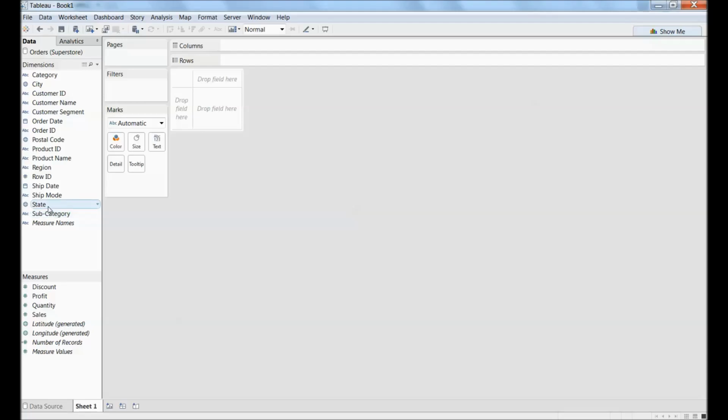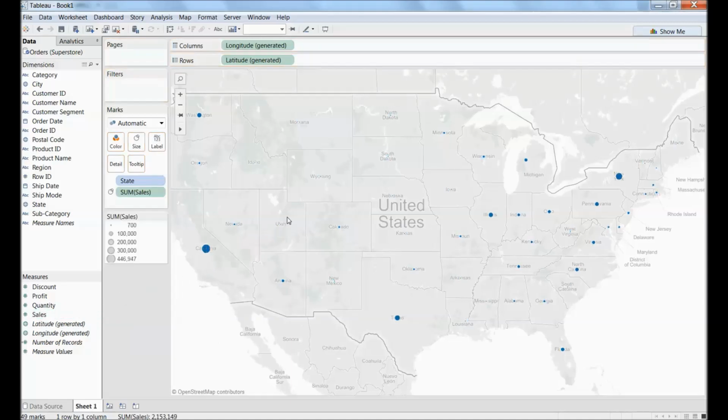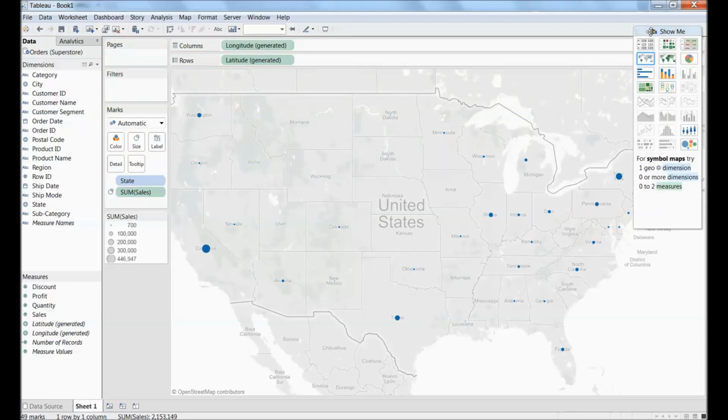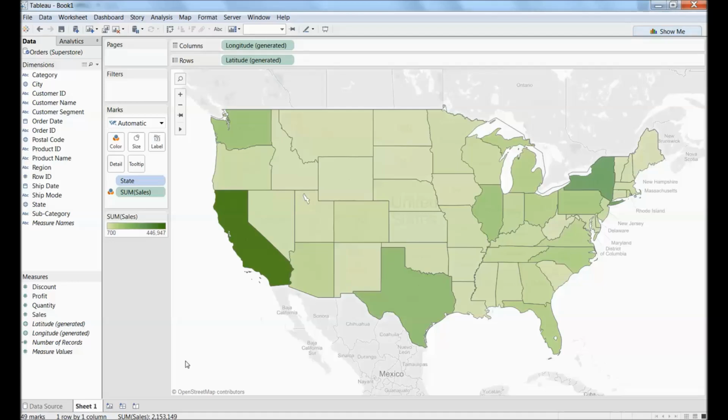So I see state over here, it has a globe next to it. I just double select that. That's great, it creates a map for me that quickly. And maybe I want to see the magnitude of my sales on these marks. In California, yeah, right away they have a lot of sales. I can also use the Show Me thing up here, which is a great guide for new users to select a different type of map. So I'm going to run with that one right there.